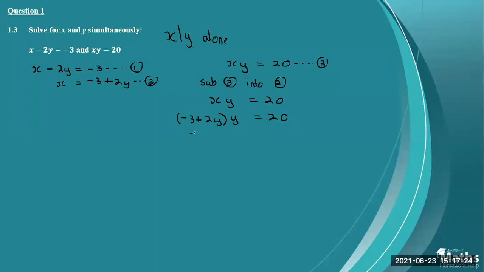Distribute the y in, so it's negative 3y plus 2y squared is equal to 20. So what now? It becomes a quadratic equation. So we're going to say 2y squared minus 3y minus 20 is equal to 0. And let's see if we can factorize this.